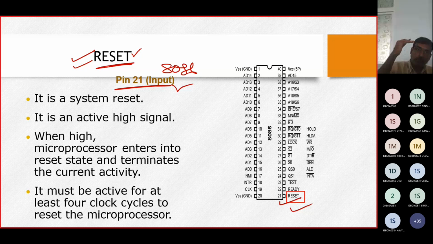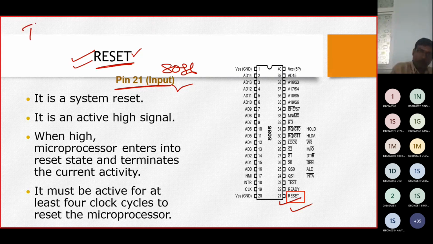So the previous state, whatever temporary storage in the cache memory, in the primary memory, whatever data is there, that is going to be lost, and a fresh item is going to be taken up.